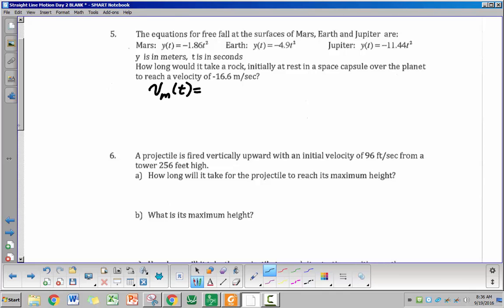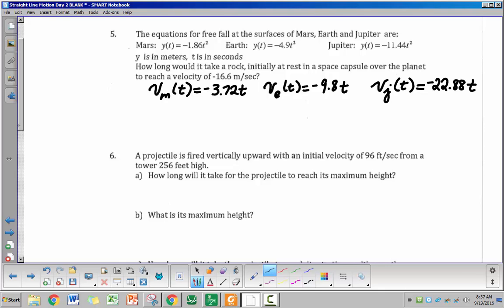All right, Skylar, since you have the calculator open, negative 1.86 times 2. Negative 3.72. Negative 3.72 t. All right, and then the velocity on Earth is going to be negative 9.8 t. And then the velocity on Jupiter, you're going to have to do that. Is that going to be negative 22.88? Yes, it is.